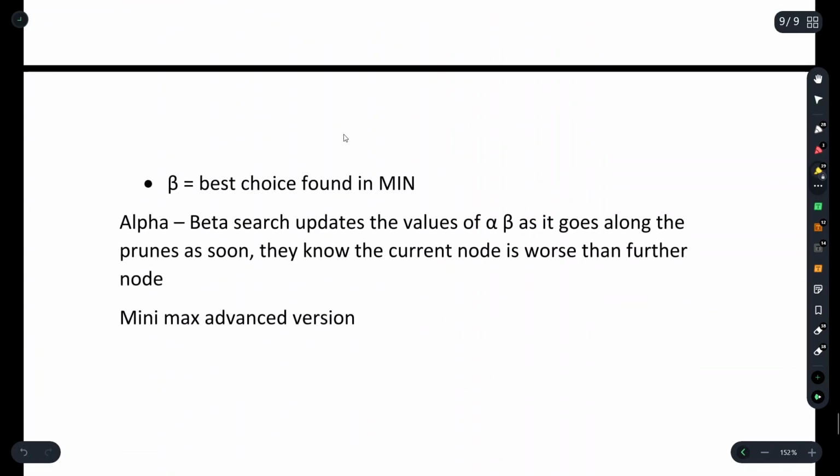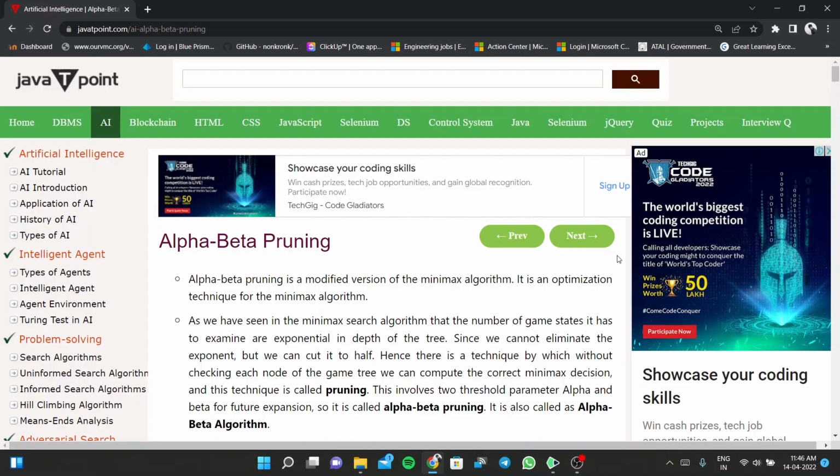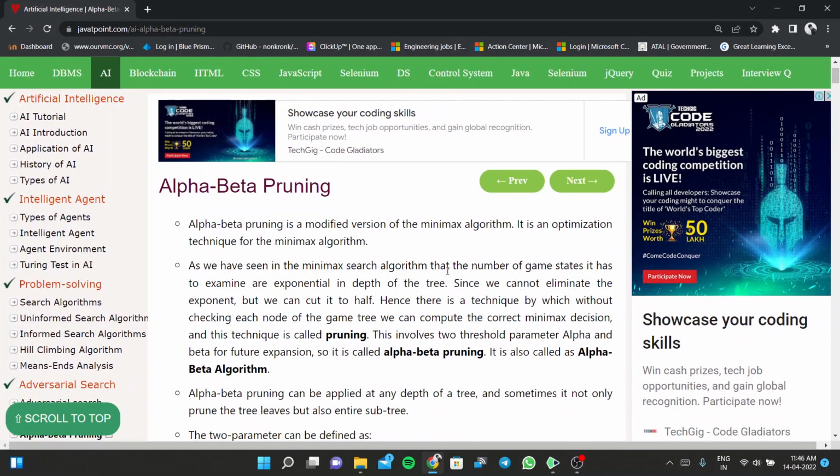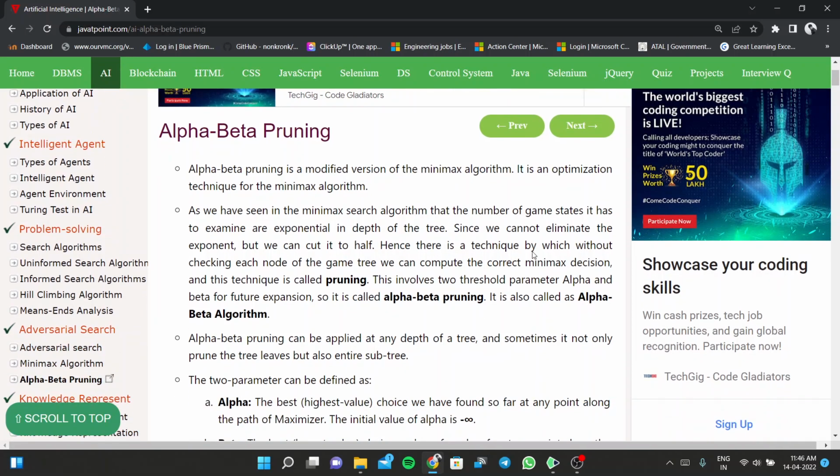And then alpha beta pruning. Now let us see alpha beta pruning. Alpha beta pruning is an improvement on the min-max algorithm, but in this we get a concept called pruning. In this technique we eliminate some of the nodes which are not necessary to check. Those nodes will be pruned. That is the process of pruning.